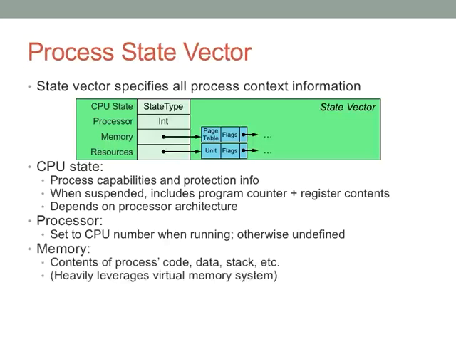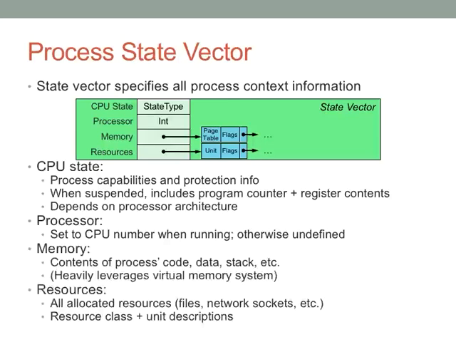Memory, so contents of the process code, data, stack segments, and so forth. And then various other resources. Network sockets, files, pipes, Unix sockets, all of those kinds of things you might have listed in your resources. The things that the process has open. Because guess what? When the program terminates, all those resources need to be cleaned up by the operating system.